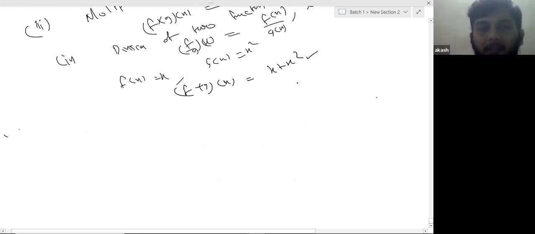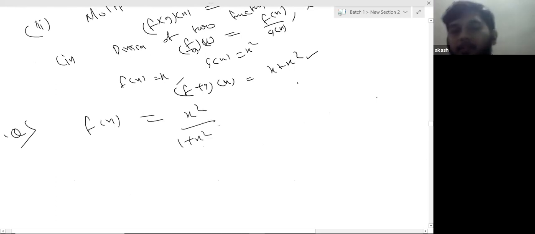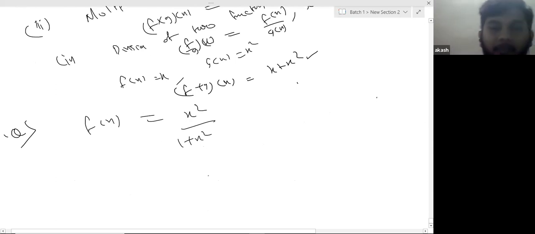All right, last question. This chapter is finished. Last question of domain and range: x square upon 1 plus x square. Find the domain and range of this function. This is the last question of this chapter. Please try to solve this.